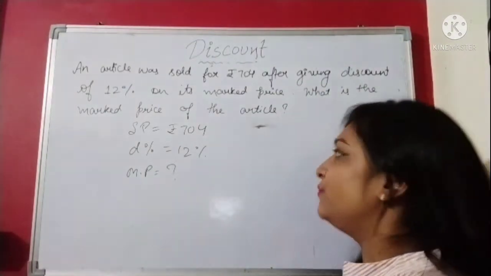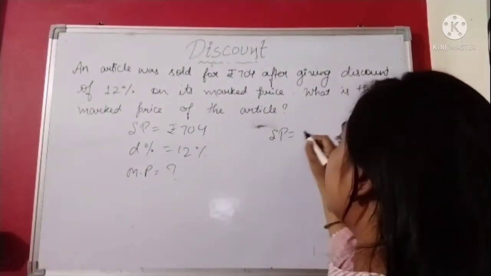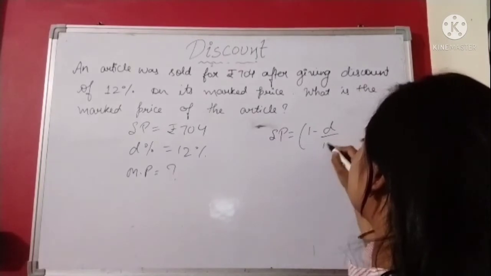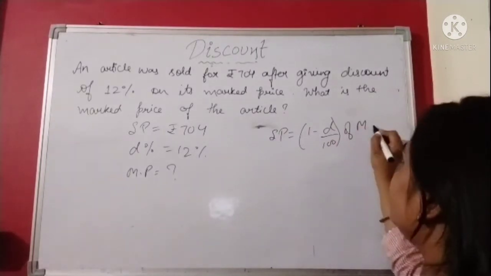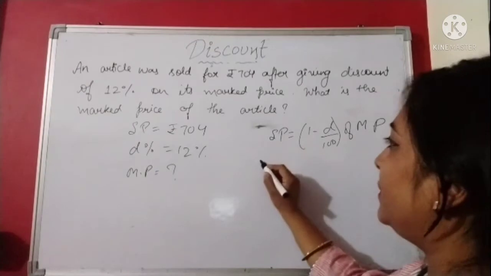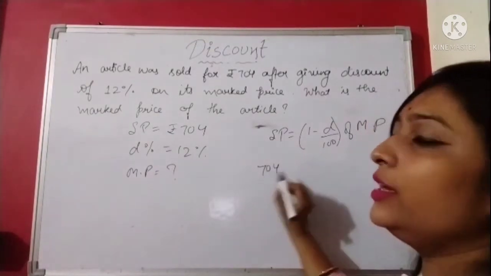So we will apply the same formula. The formula is SP is equal to 1 minus discount upon 100 of MP. We are supposed to find out this MP, where 704 is SP.